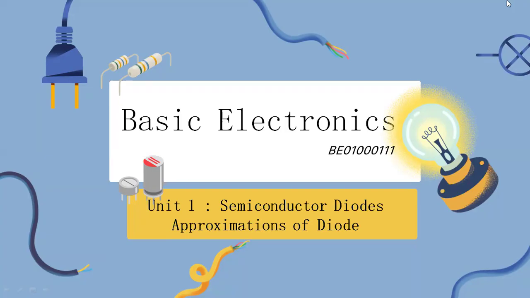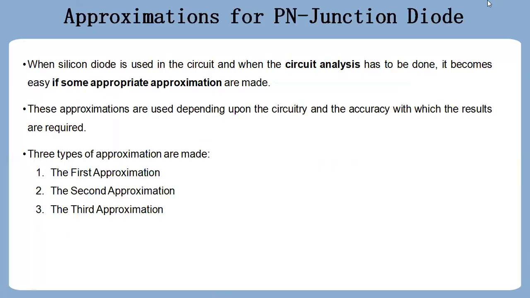Approximations of diode. When a diode is used in a circuit and circuit analysis has to be done, it becomes easy if some appropriate approximations are made. These approximations are used depending upon the circuitry and the accuracy with which the results are required.